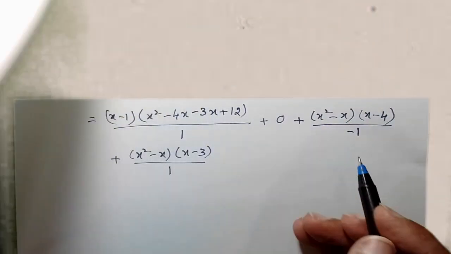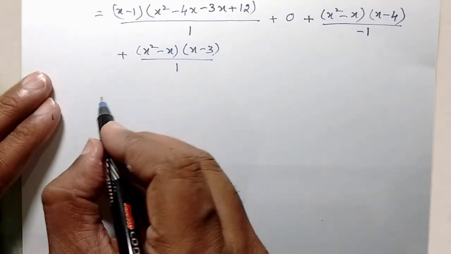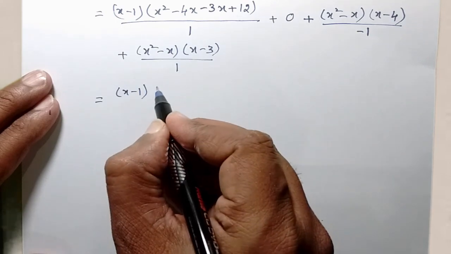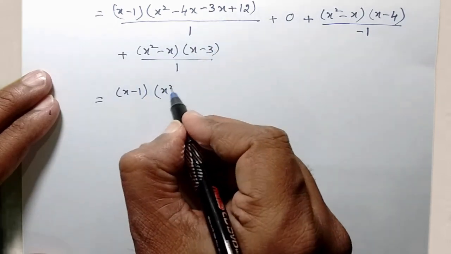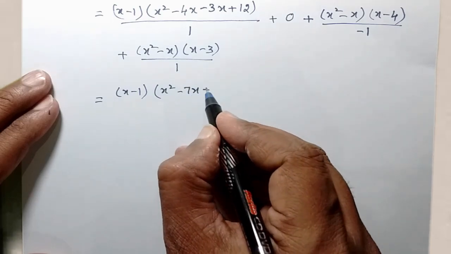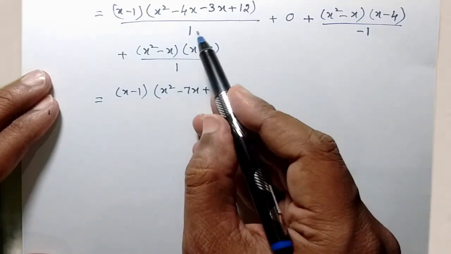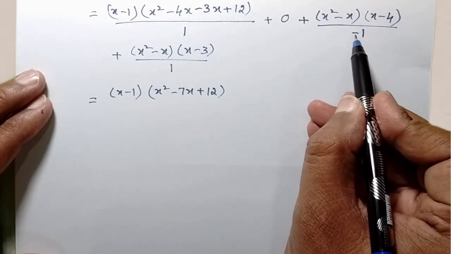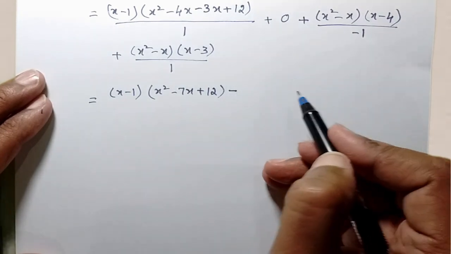So now further let us try to simplify this one, which will be equals to, so this is x minus 1 as it is. This will be x square minus 4x minus 3x will be minus 7x plus 12. So divided by 1 will be the same expression. This is 0, you can ignore it. So this minus sign is there, minus into plus will become minus.